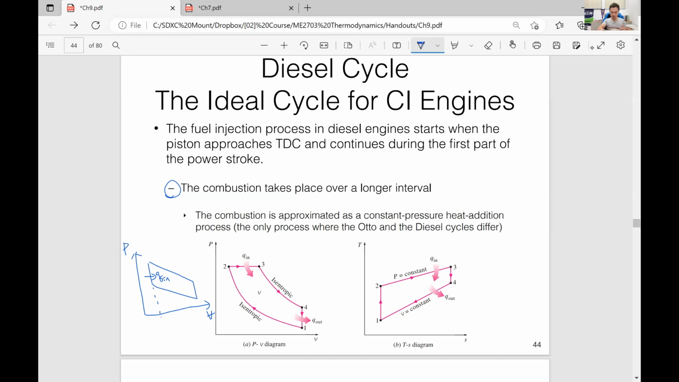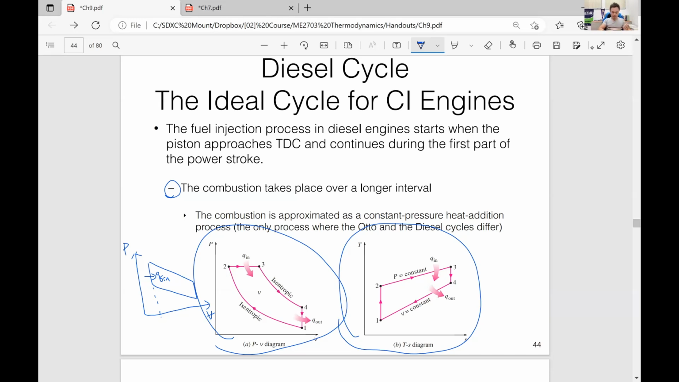Again, you will need to know the PV diagram and the TS diagram for every cycle. So you will need to remember at least six diagrams: the PV diagram and TS diagram for the Otto cycle, the diesel cycle, and later we will talk about the Brayton cycle. So you will need to remember these three pairs of diagrams.